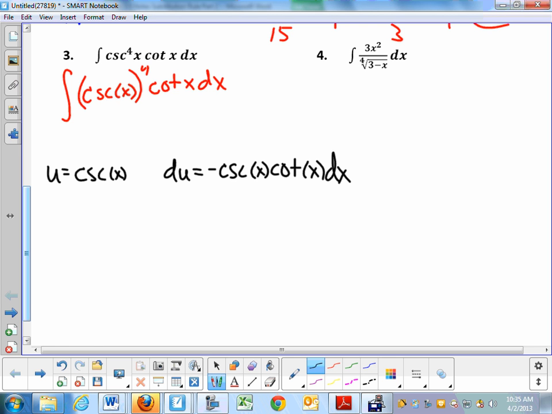I'm going to rewrite this to help me see this piece right here. Watch what happens. I have the integral. And instead of cosecant of x to the fourth, I'm going to rewrite it as cosecant to the third times cosecant of x times cotangent of x dx. Yeah, all I did is just pull out a cosecant. Do you see why I did that?